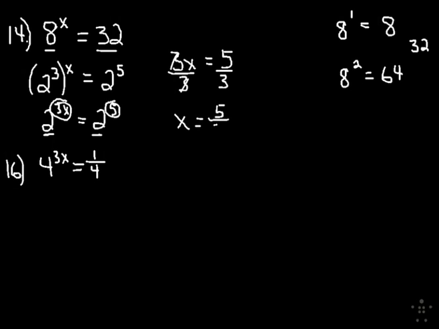5 over 3. Now, you say, well, what is 5 over 3? Well, 5 over 3 is between 1 and 2, so that does make sense. And if you want to change that to a decimal, you can. But if you just want to leave it as an improper fraction, you can as well. So x is equal to 5/3.